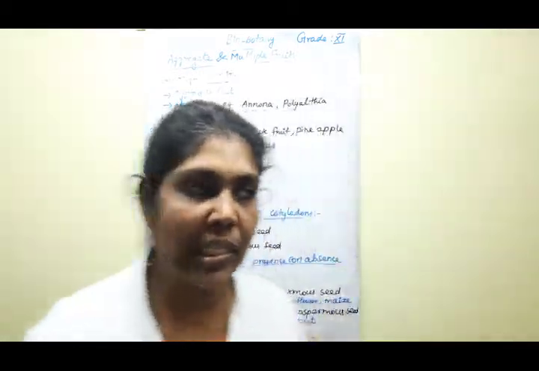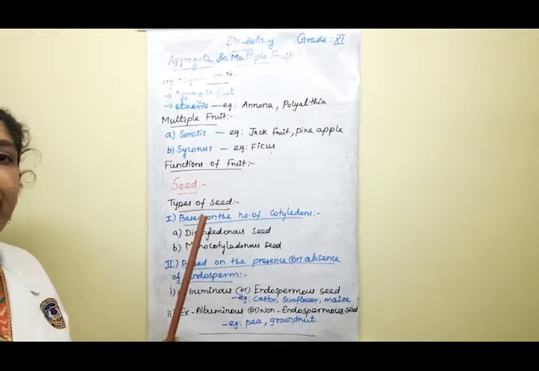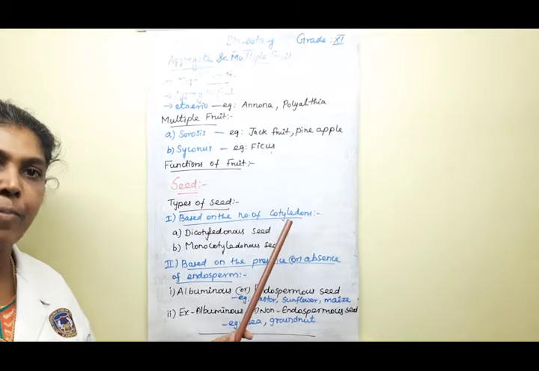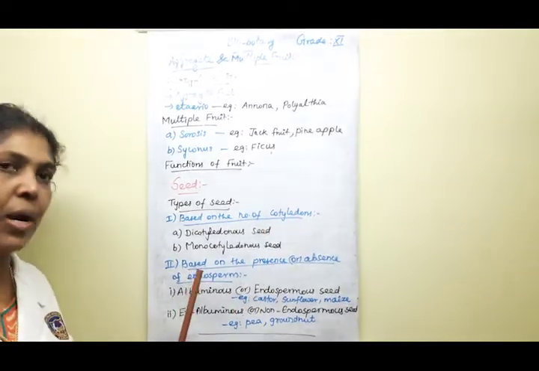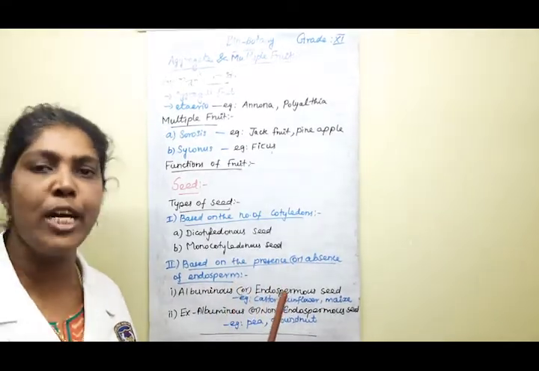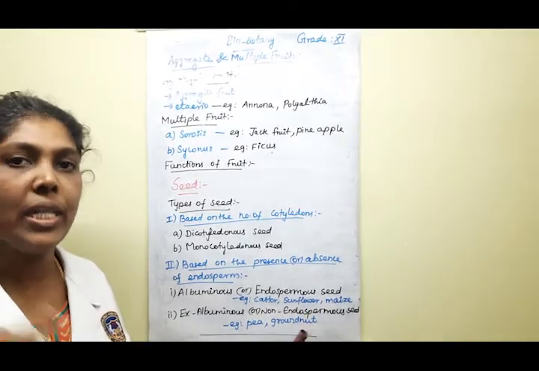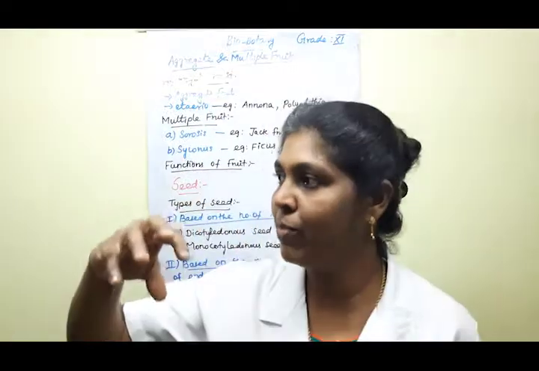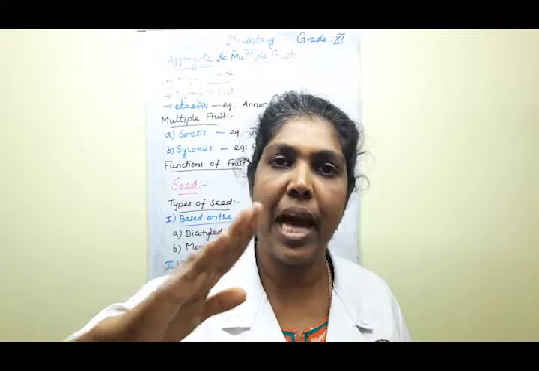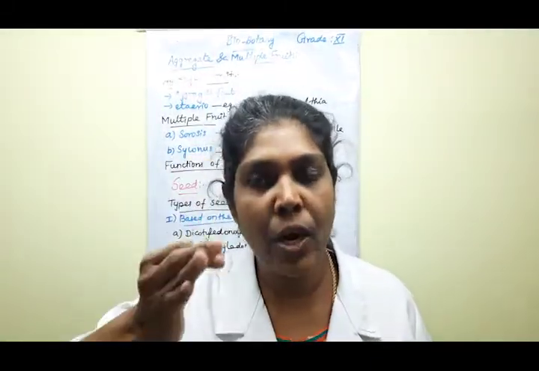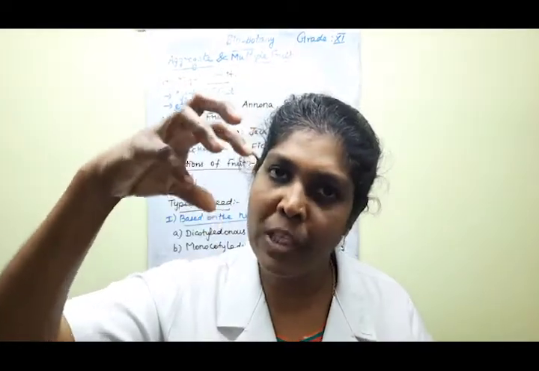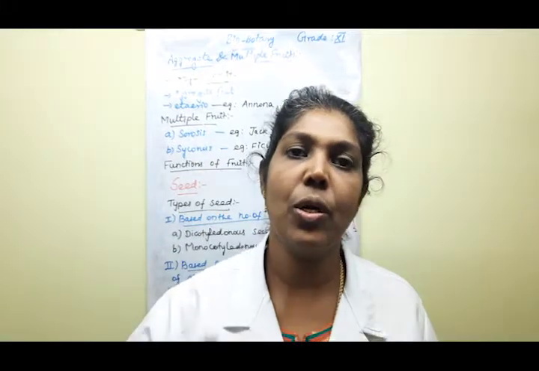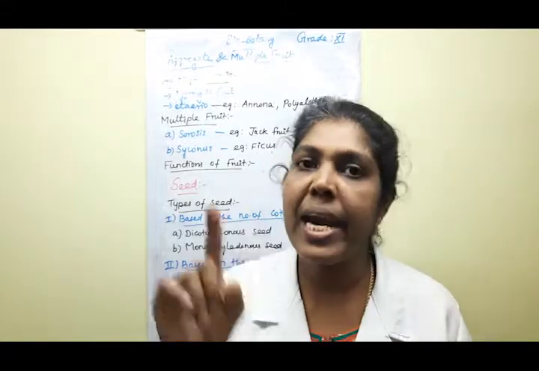Understood, ma'am? Yes. So this seed comes under two major types based on some points. Clear? The types of seeds: based on the number of cotyledons, they are classified into two types of seed. And the second point, based on the presence or absence of endosperm, they are also divided into two types. Understood, ma'am? Endosperm means the tissue present inside the seed. Clear? It is either present or absent, so based on that also they are divided into two types. Okay. First one, based on cotyledons.